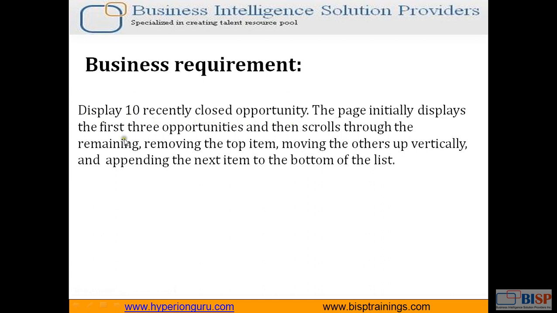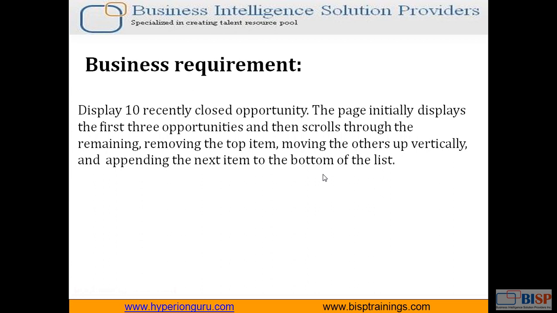The page initially displays the first 3 opportunities, the top 3, and then scrolls through the remaining. We remove the top item, move the other items up vertically, and append the next item to the bottom of the list. This will be an automated process. It will create a list that displays 3 opportunities at a time, automatically remove the first opportunity from the top, and add the next opportunity at the bottom.